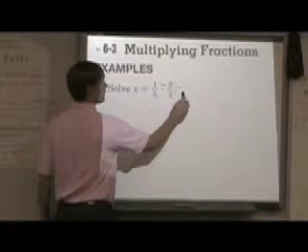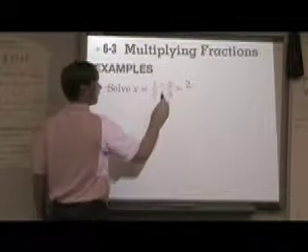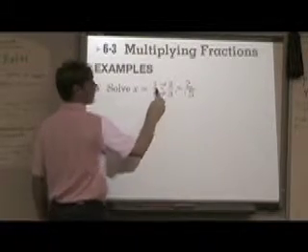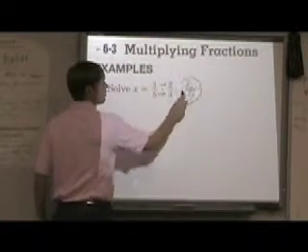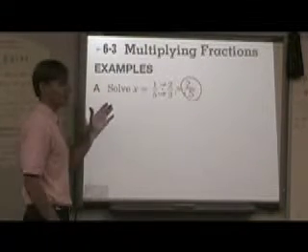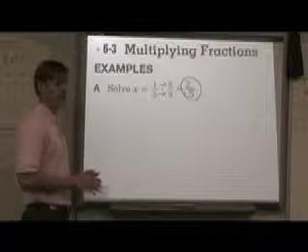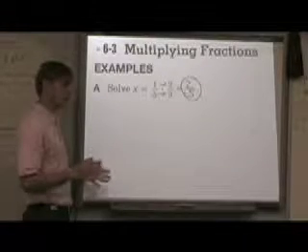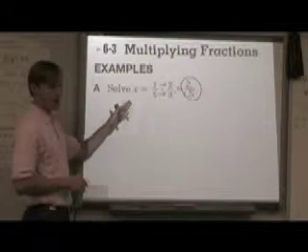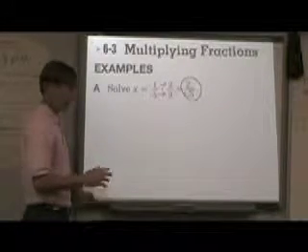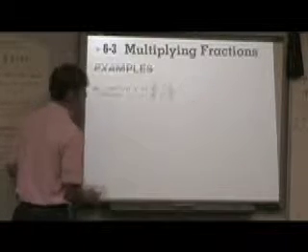1 times 2 is? 2. Okay. 5 times 3 is? 15. And so 1/5 times 2/3 is 2/15. See, so multiplying to me is the easiest dealing with fractions. I think adding and subtracting takes more time, and I think dividing you have to leave, change, flip. With multiplying, all you got to do is multiply the top, multiply the bottom, you're done. Okay? So let's move to the next one.